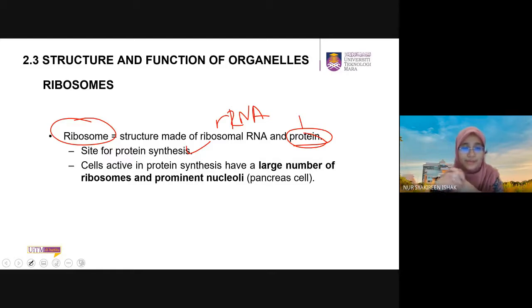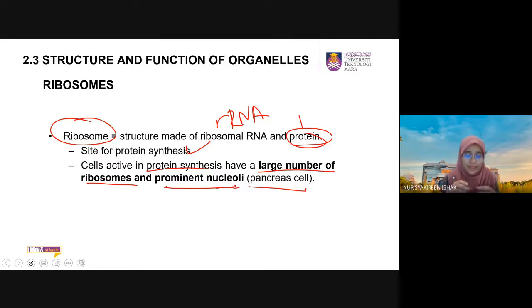So cells active in protein synthesis have a large number of ribosomes and a prominent nucleoli, such as pancreatic cells. Okay, what this means is that cells that actively produce proteins will have a prominent nucleoli. Nucleoli that can be seen clearly in the nucleus.